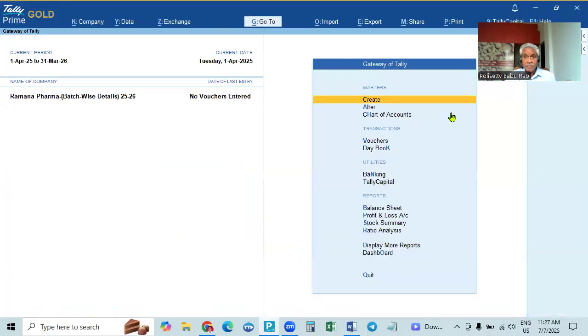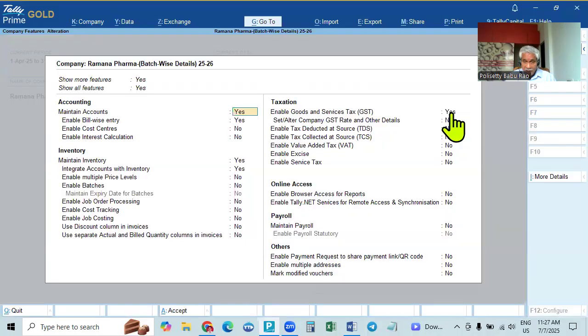So we created the company and enabled the features. But along with these features, whatever new features we require, we have to enable. Suppose you want bill-wise entry, we will require it. If you have only services, inventory is not required, we will not enable it. If you have inventory, we will enable the inventory also.